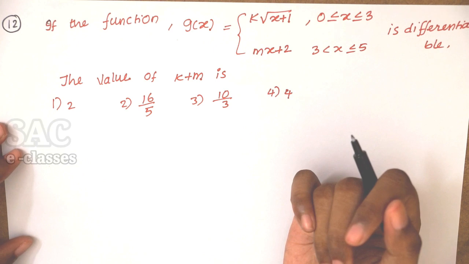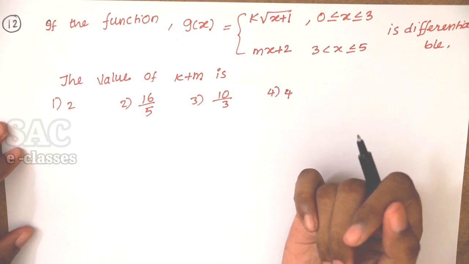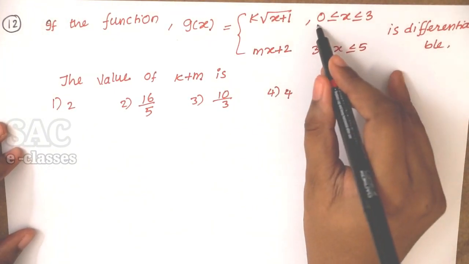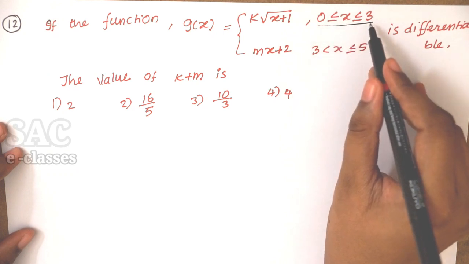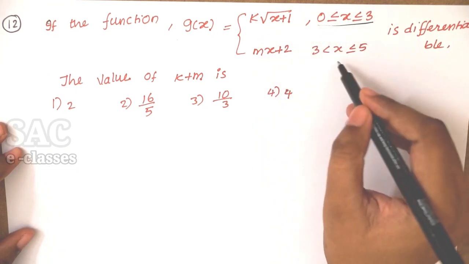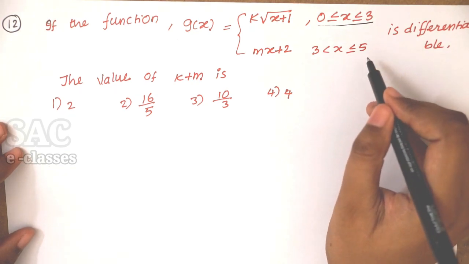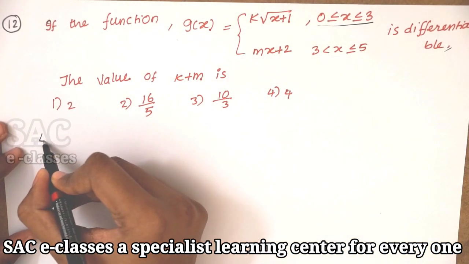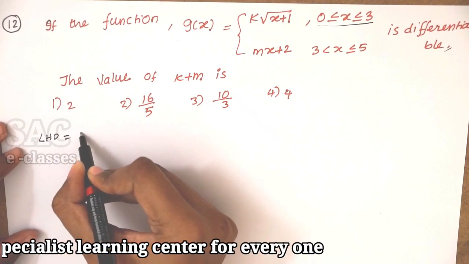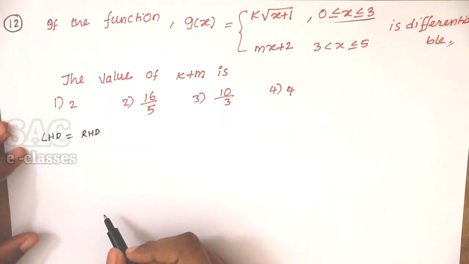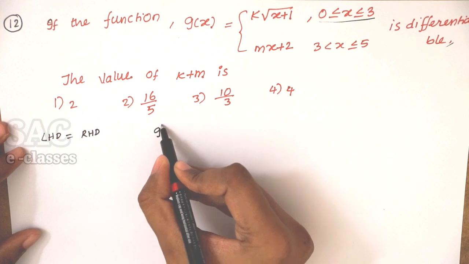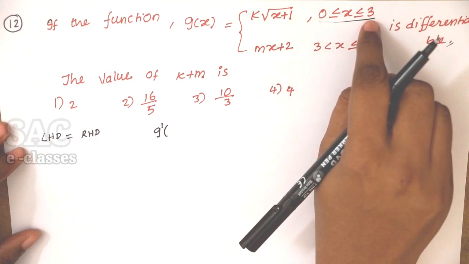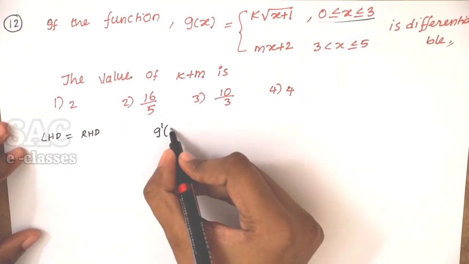Our next problem is: if the function g of x is k into root over x plus 1 when 0 is less than or equal to x less than or equal to 3, and mx plus 2 when 3 is less than x less than or equal to 5, and it is differentiable. By this we can understand that LHD is equal to RHD because they said it is differentiable. At first, let me find the differentiation of g of x at the point less than 3, that is 3 minus.